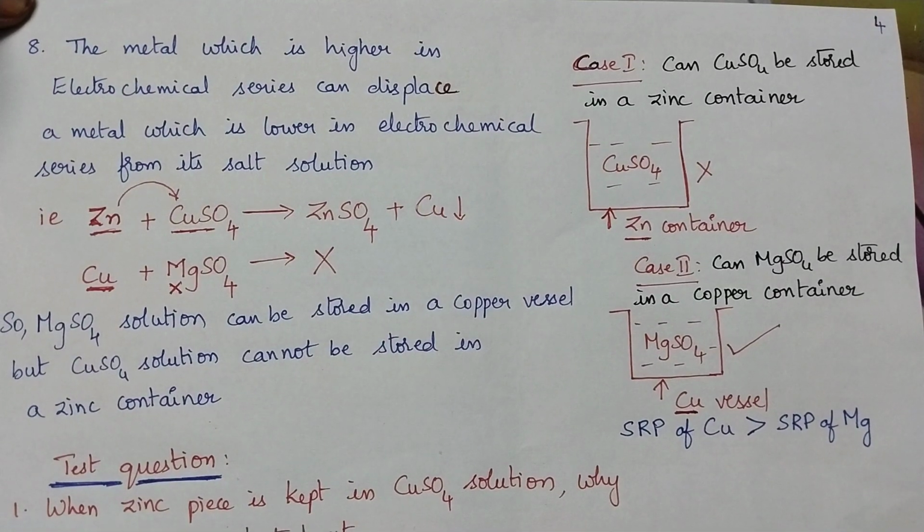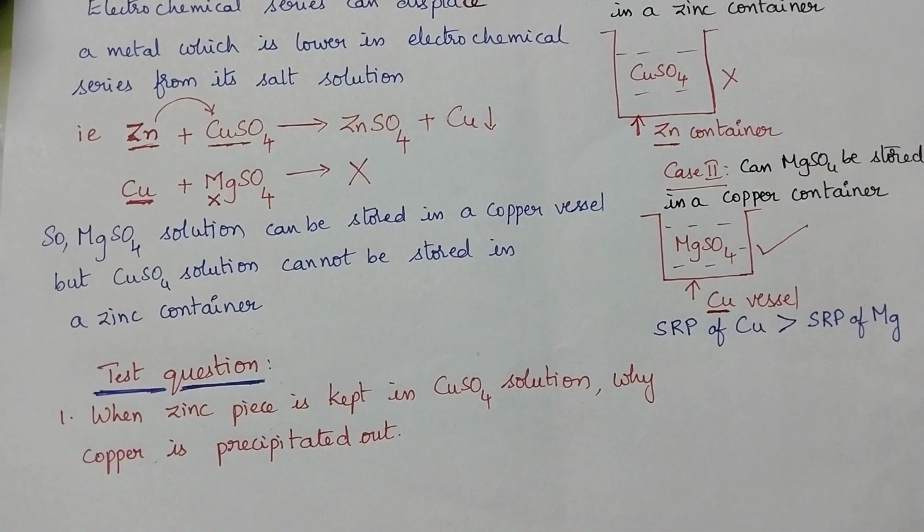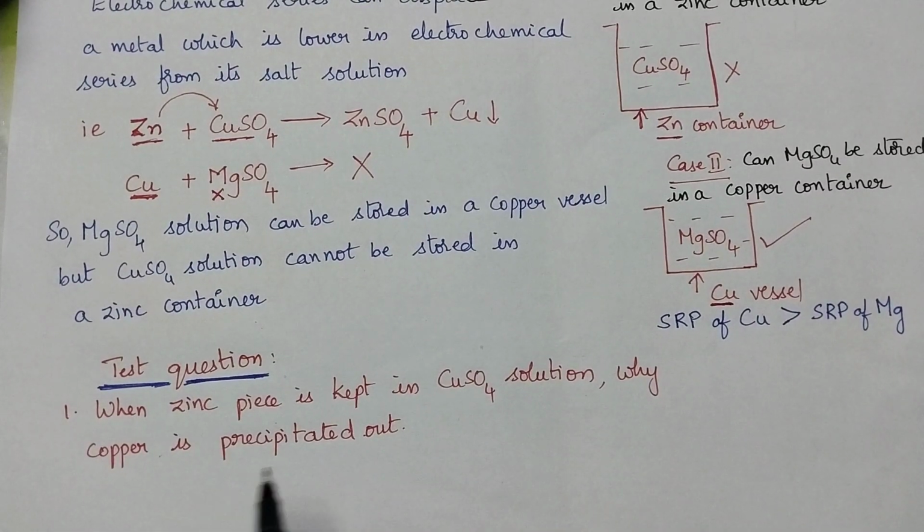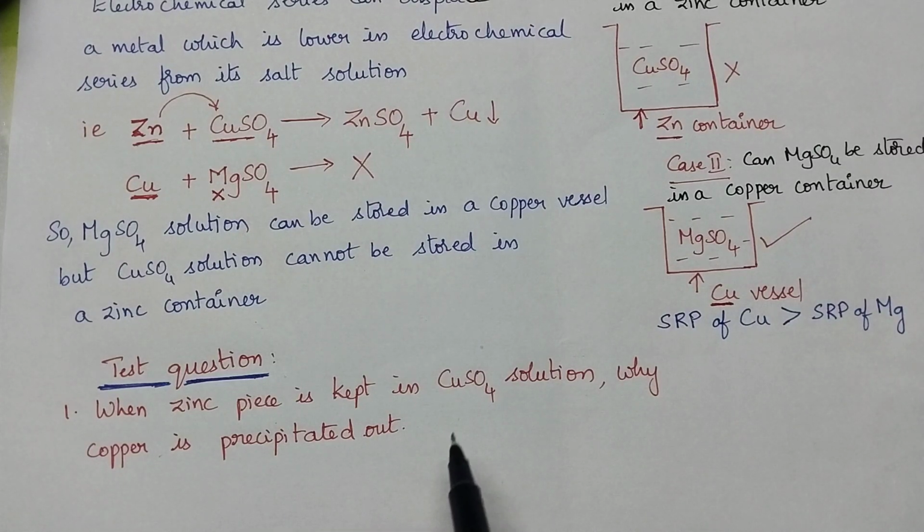Finally, I wish to conclude this video with a test question. Why is copper precipitated out when a zinc piece is kept in copper sulfate solution? Clear, students? When a zinc piece is kept in copper sulfate solution, automatically copper will be precipitated out. You have to guess why copper will be precipitated out.